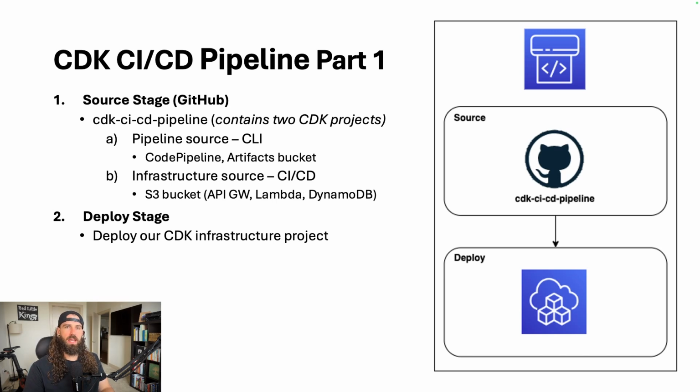The point of putting everything involving the CodePipeline into this first folder is because it's meant to only be deployed once. We're going to deploy it using the command line, and then once this pipeline is up and running, anything that we would want to add is going to go into our second folder, which is going to be our infrastructure. In our case, it's just going to be an S3 bucket.